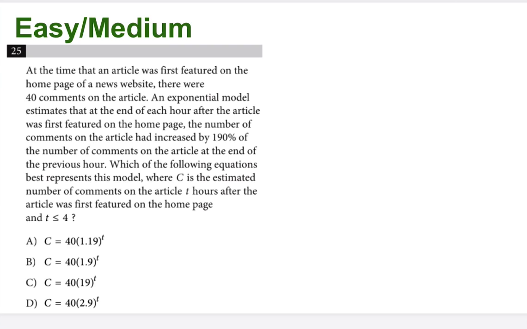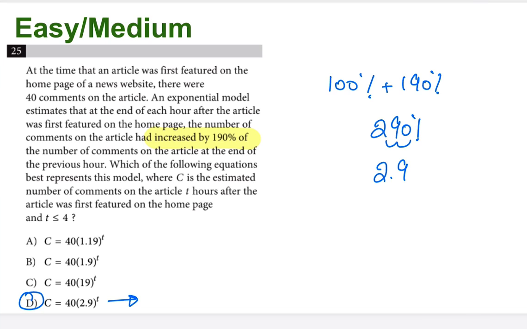Next question here, we also will identify the percentage increase or decrease. In this case, we see an increase by 190%. With practice, you will be able to scan the question very quickly without reading every word, and you will see that there is an increase of 190%, which means you have 100% plus 190%, which is 290%. Change that to a decimal again, it's 2.9. The only choice with 2.9 as the multiplier is choice D. Select it and move on.